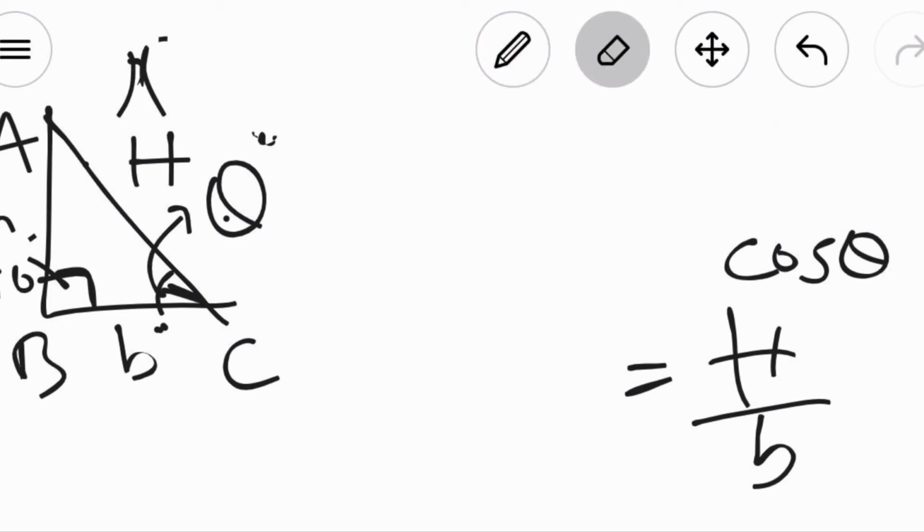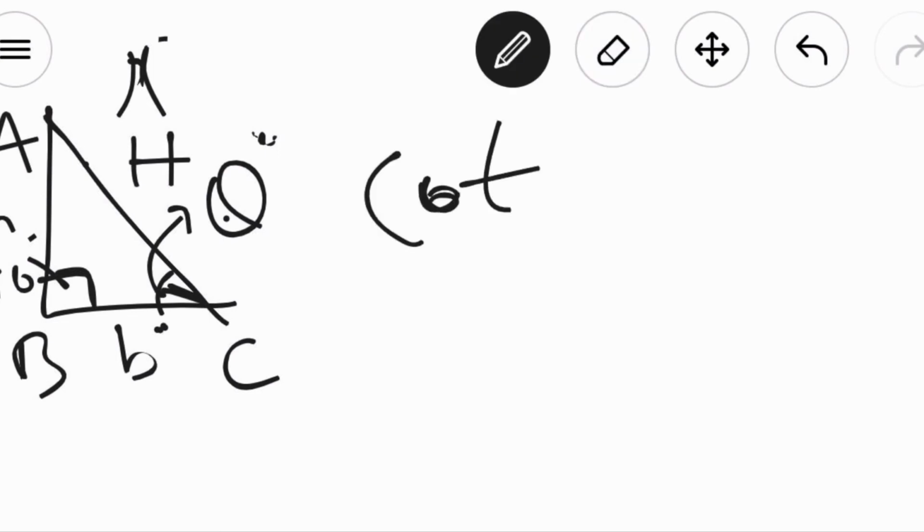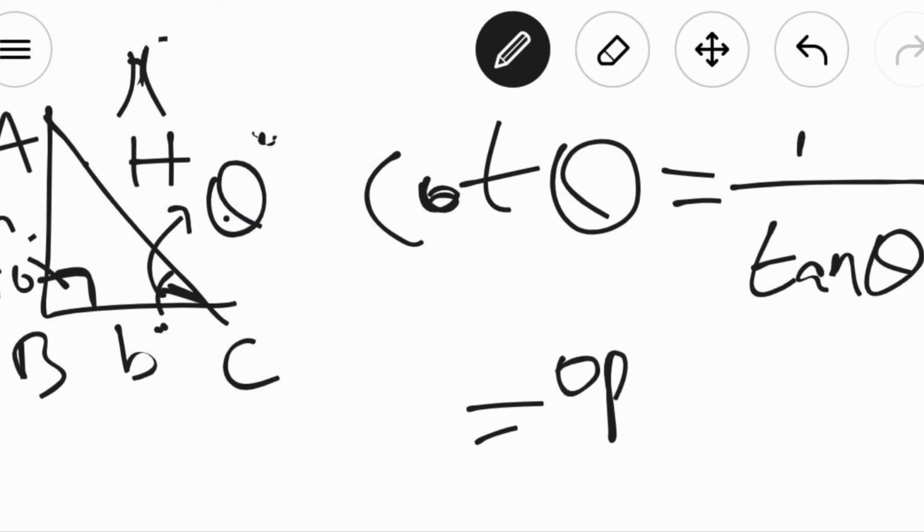So the next one is the opposite of what are we left with? Tangent. Cotangent theta. The word co is just added. Cotangent theta, or cot theta, is nothing but 1 over tangent theta, and we get that as adjacent side over opposite side.